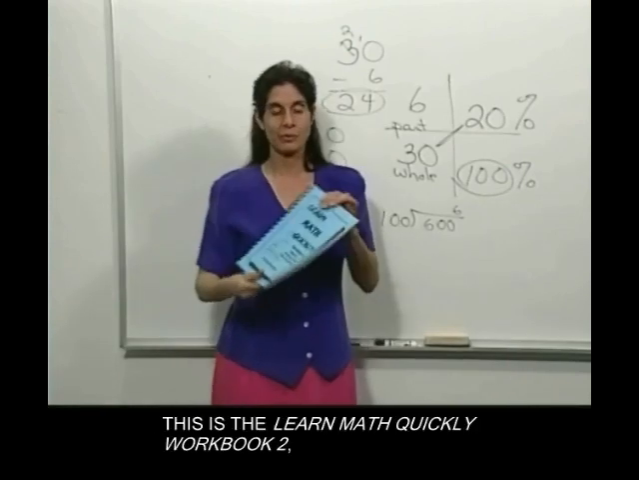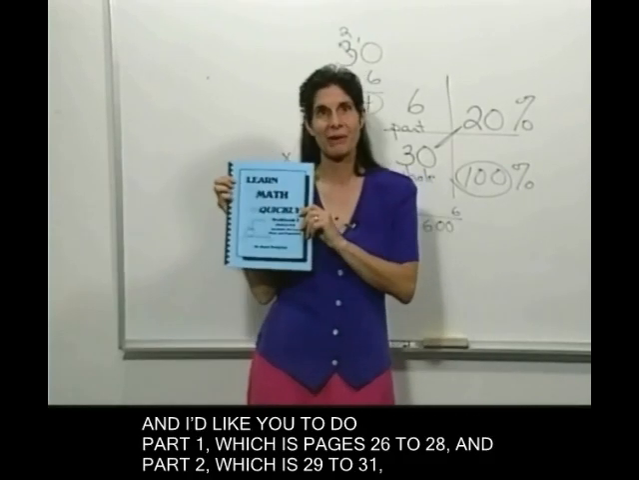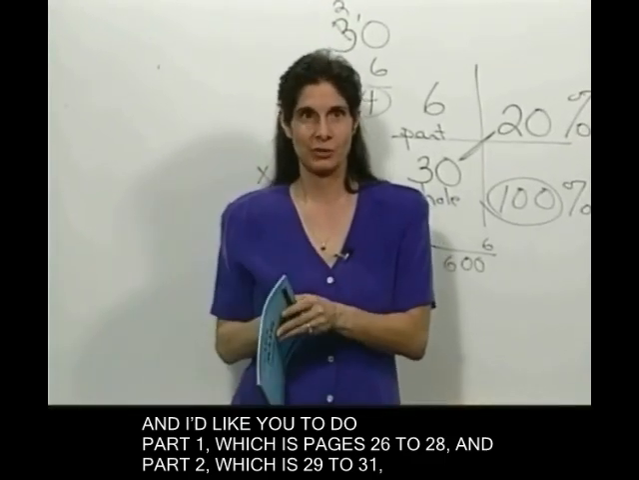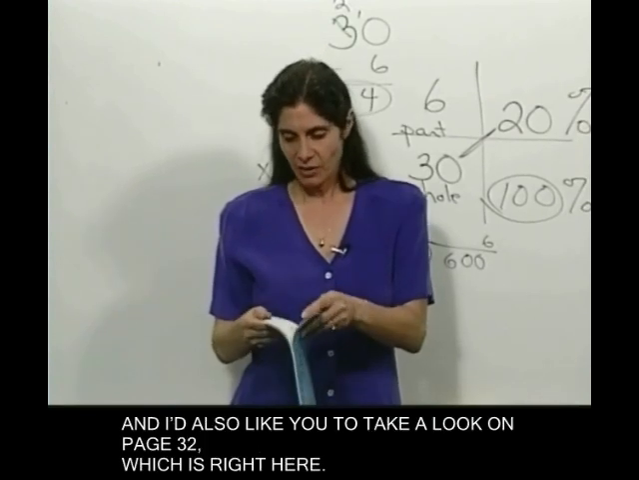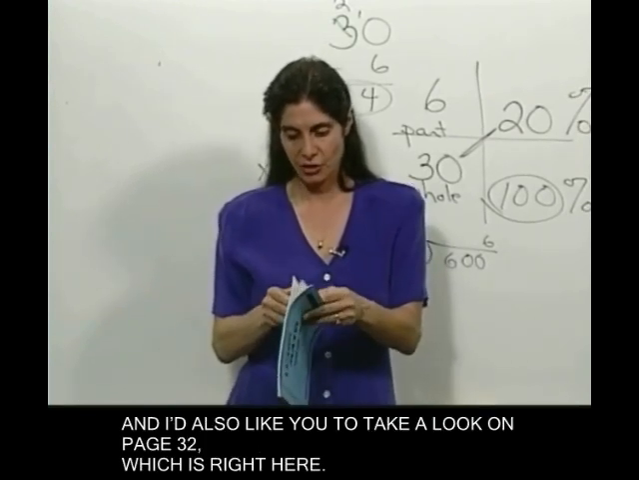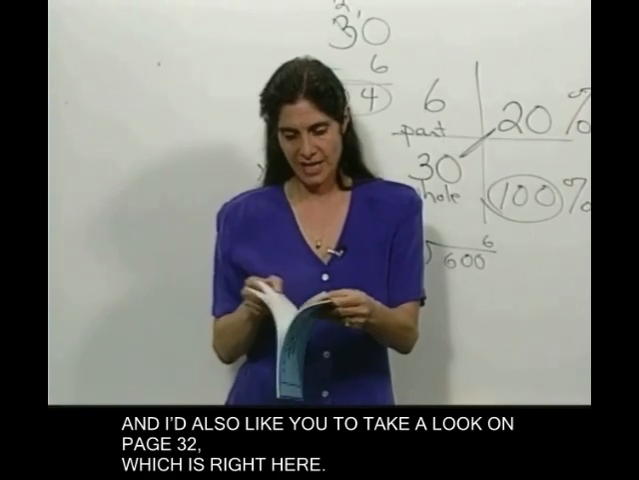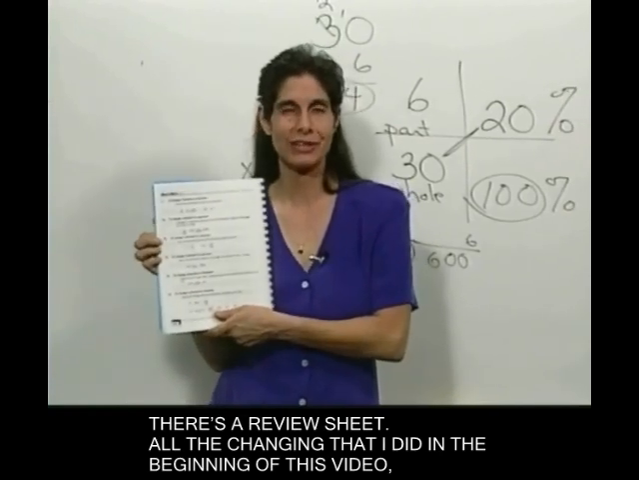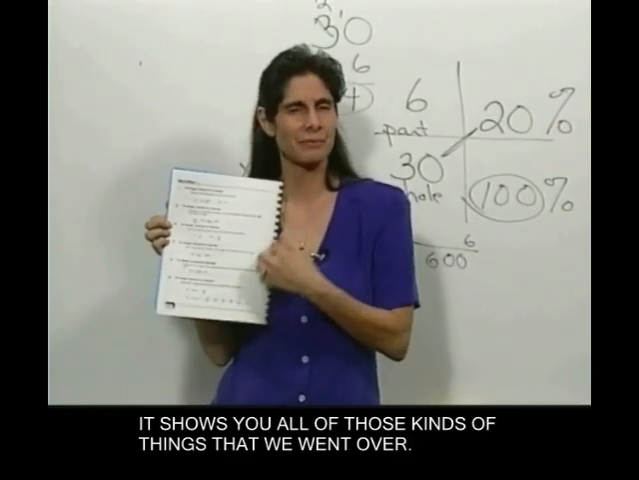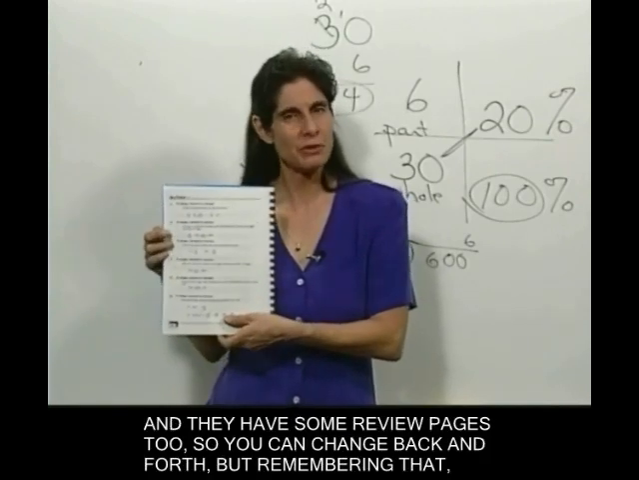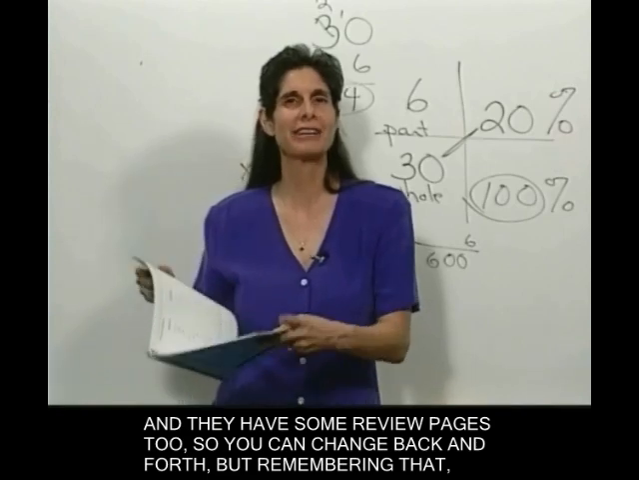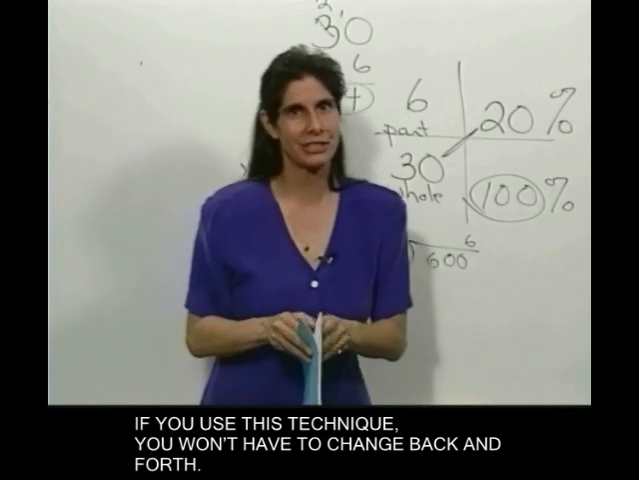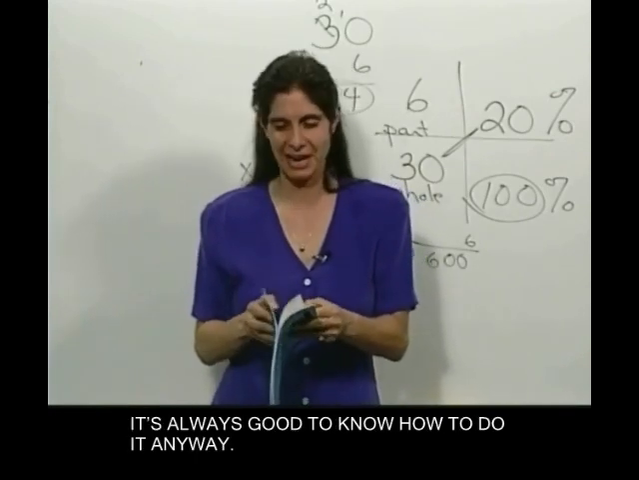This is the Learn Math Quickly Workbook 2. I'd like you to do Part 1, which is pages 26 through 28, and Part 2, which is 29 to 31. And I'd also like you to take a look on page 32, which is right here. There's a review sheet. All the changing that I did in the beginning of this video shows you all those kinds of things that we went over. And they have some review pages too, so you can change back and forth. But remember that if you use this technique, you won't have to change back and forth. It's always good to know how to do it anyway.